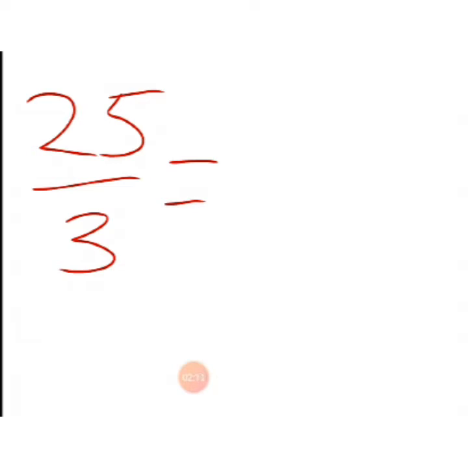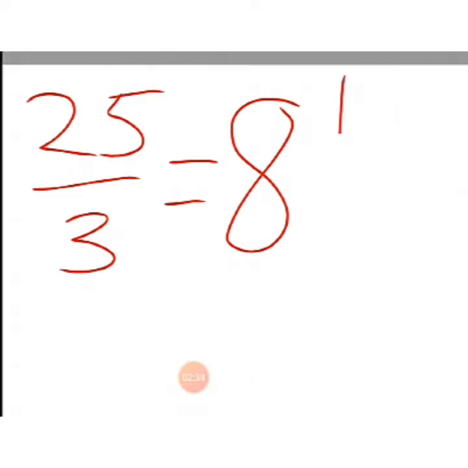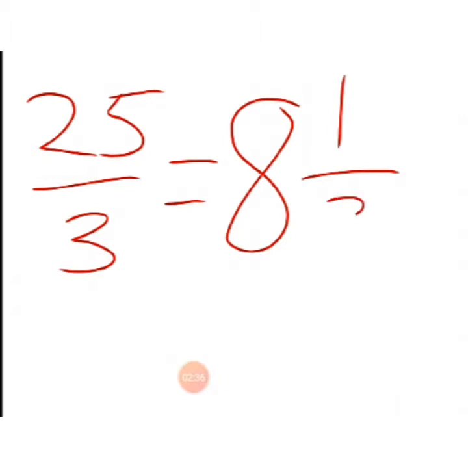How many times can we find 3 in 25? It's all about a number that can multiply 3 to give you an answer close to 25, and that number is 8, because 3 can be found 8 times inside 25. 3 times 8 is 24. The remainder there is 1, so the denominator remains 3. We have converted the improper fraction to a mixed fraction there.